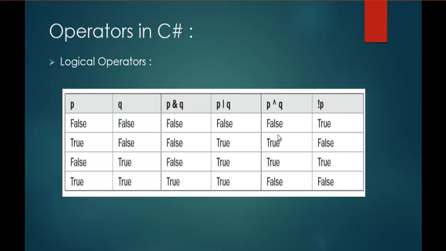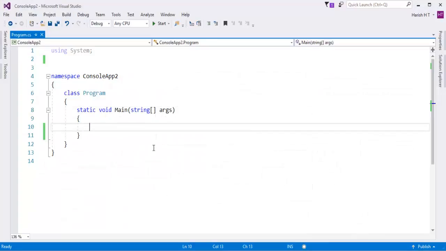Exclusive OR is going to provide us the result as true when any one of the inputs is true and the other is false. And the NOT operator is completely different. If the input is false, it provides you true, and if the input is true, it provides you false. Now let me show you the working of exclusive OR, NOT, and the other operators right now.